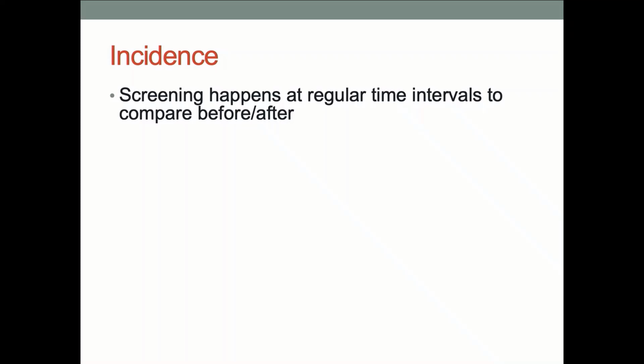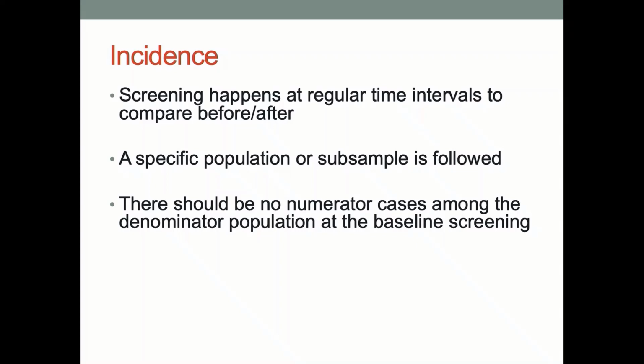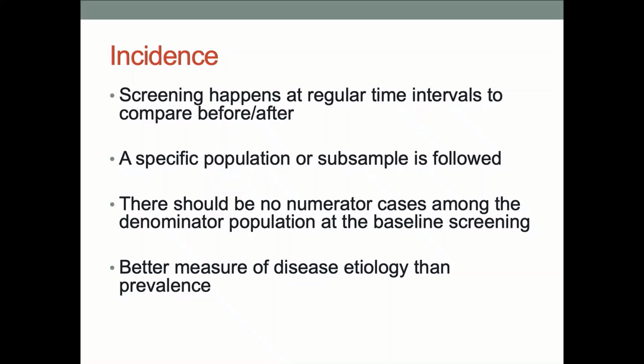Again, we do screening to always find the new cases. A specific population or a subsample is followed, and there should be no numerator cases among the denominator population at the baseline. So when we start, we cannot put people who are already diseased and follow them up. That messes up the incidence. We have to begin with people where we don't know who are the diseased and see what's the risk among them. If they already have the disease, it's no longer incidence, it becomes prevalence. So we are looking for new cases in an otherwise healthy population. It is a better measure of disease etiology than prevalence.